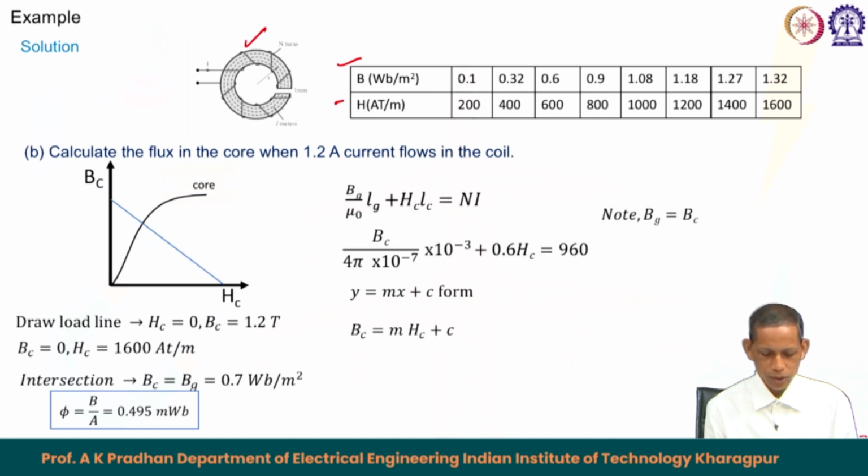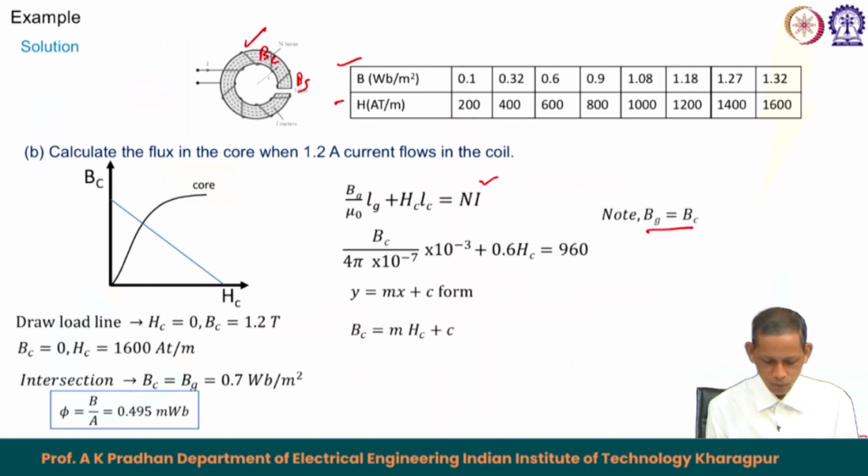From there we can write an equation like B g L g upon mu naught plus H c L c equals N I, but you know that B g equals B c, the B g in the gap and the B c in the core are the same. Therefore, in place of B g I can write B c, and then I get an equation like B c upon 4 pi 10 to the minus 7 into 10 to the minus 3 plus 0.6 H c equals 960, after substituting the data for the magnetic circuit.